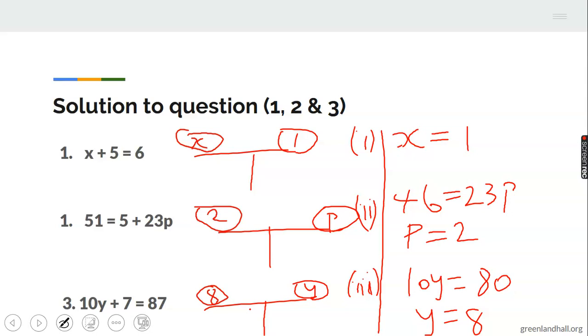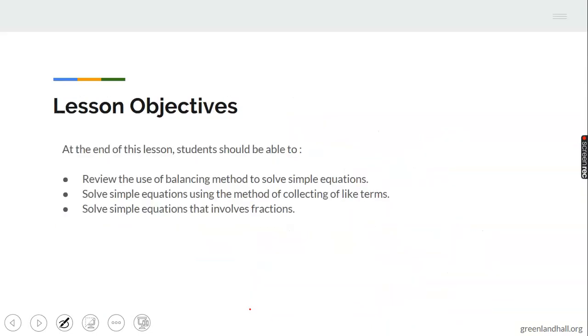What is that p? Then, what is that number that when you multiply by 10 and add it with 7, the result will be 87? So, that will balance this side. It must be balanced. What is on this side must be the same thing as what is on this side. That is when it will be balanced. Same thing also applies to this.